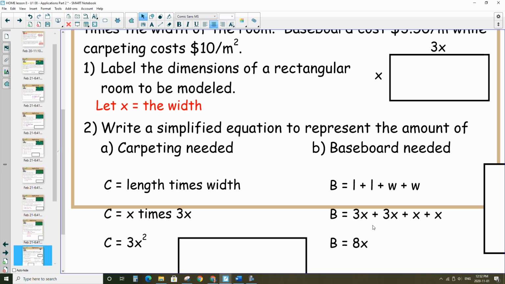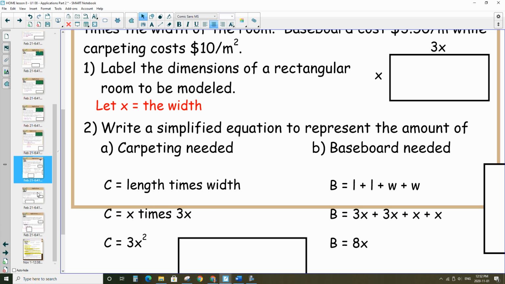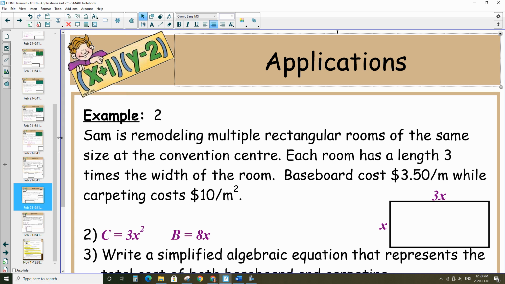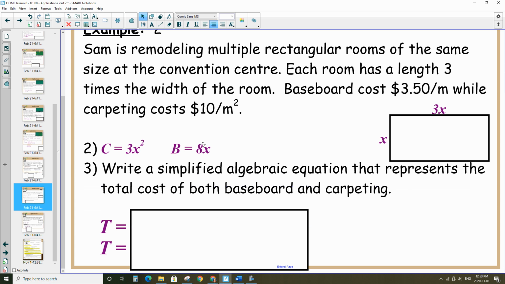When we're adding terms, we don't change the letter part, right? The ending part stays the same. I didn't change my x. When we're multiplying terms, then we are adding the exponents, so the ending part does change. Make sure you know the difference between these two. So I've got my answers for number 2 above here for the carpeting and then for the baseboards.